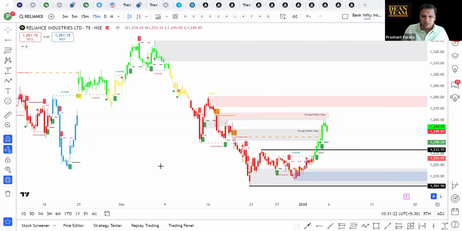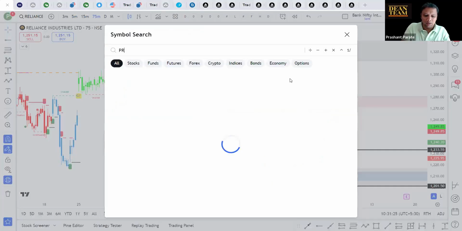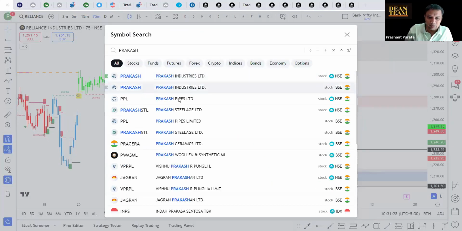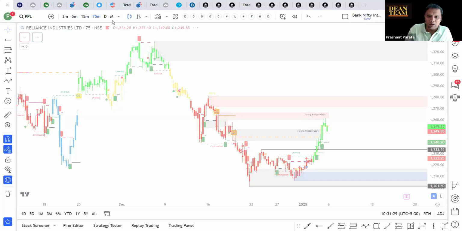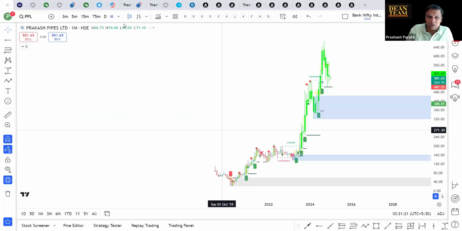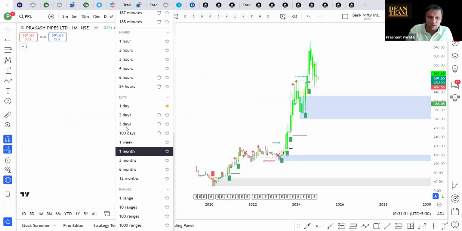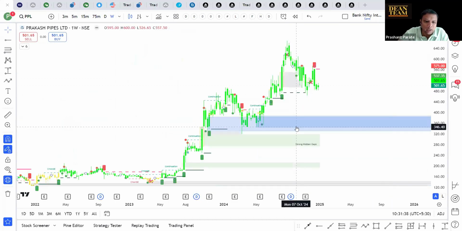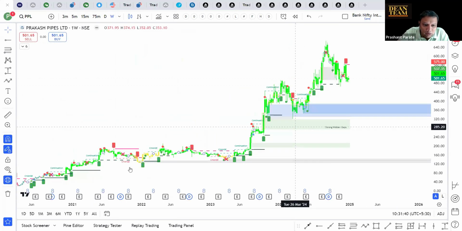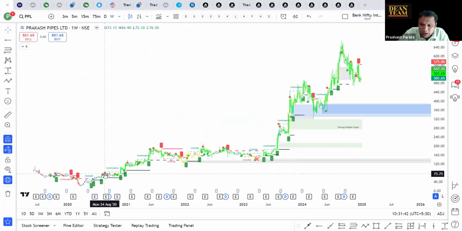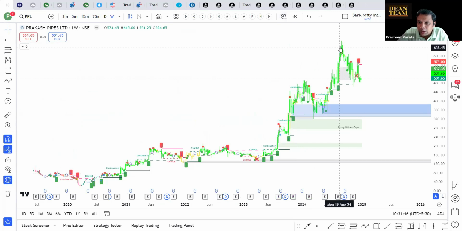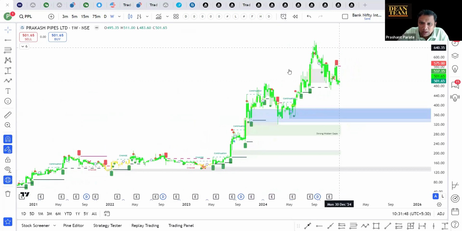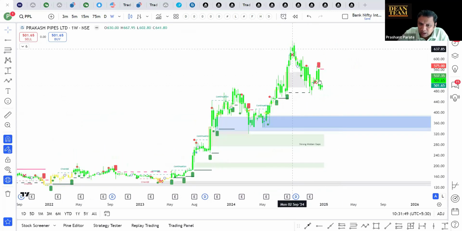Then Prakash Pipes and IDFC First Bank. Prakash Pipes. PPL. Let's check on monthly. It is strong uptrend on monthly, and weekly has been in nice uptrend. It has been in uptrend since this green candles from 77. It has gone more than 8 to 9 times, and there is a climatic action and a selling force candle.